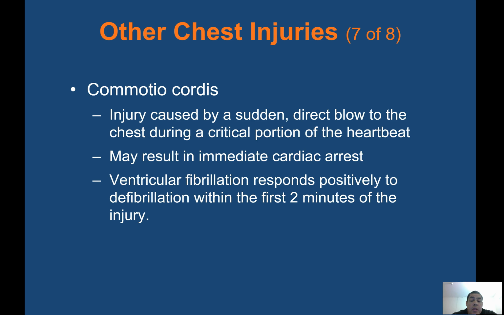Commotio cordis is an injury caused by a sudden direct blow to the chest during a critical portion of the heartbeat, and may result in immediate cardiac arrest. Ventricular fibrillation responds positively to defibrillation within the first 2 minutes of the injury. So say you have some type of blunt injury that hits your chest at a very certain time of your heartbeat, it could cause a lethal rhythm going into V-fib, causing that cardiac arrest. It's very rare that it happens. It's probably about one millionth of a second you're looking at for that traumatic injury to hit at the right spot to cause that injury.